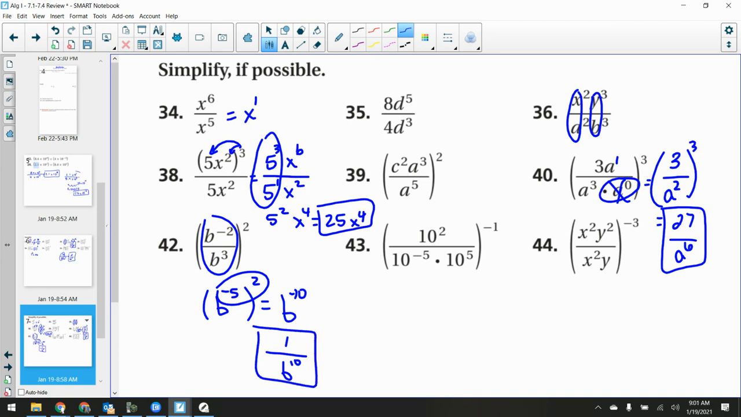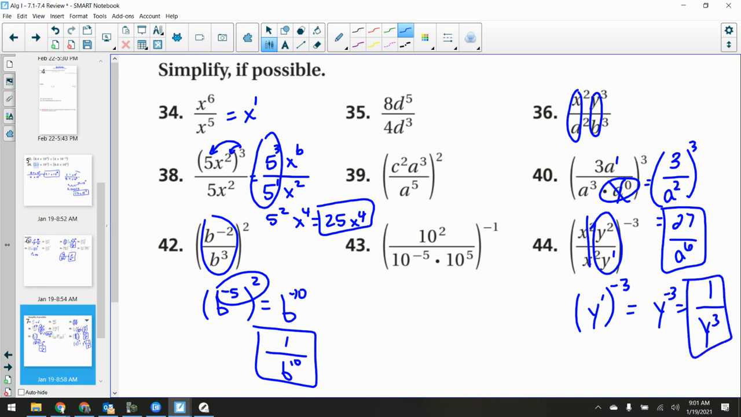Yeah, Travis. Yeah. And last one here, number 44. Tyler. Yeah. What happens with my x squared? Yeah. What's going to be my power on y? Just simplify first before you bring in that negative 3. Yeah. See, it's so much easier if you just simplify. Because now what we have here is just y to the negative third, or 1 over y to the positive third. Does that make sense?